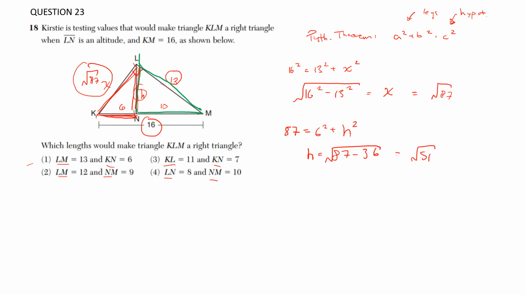We can do the same exercise for the green triangle. I'll write it in green here. So 13 squared, that's the hypotenuse, equals 10 squared plus h squared. So h will equal the square root of 13 squared minus 10 squared. Okay, and if we put that in our calculator, 13 squared minus 10 squared, we get the square root of 69. This does not work out.